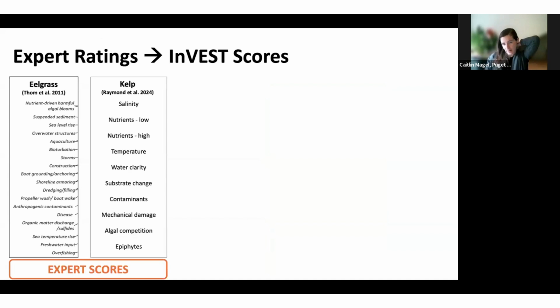So there was one more step to get from the expert ratings that Wendell talked about for kelp and that we had from the Thom et al. report for eelgrass to the scores that InVEST would use to assign to those different threat layers. So we had these lists of eelgrass stressors and kelp pressures, and we had the expert scores associated with them. But we needed to match that with the 16 or 17 threat layers that I just described. So which of these stressors are associated with those threat layers?